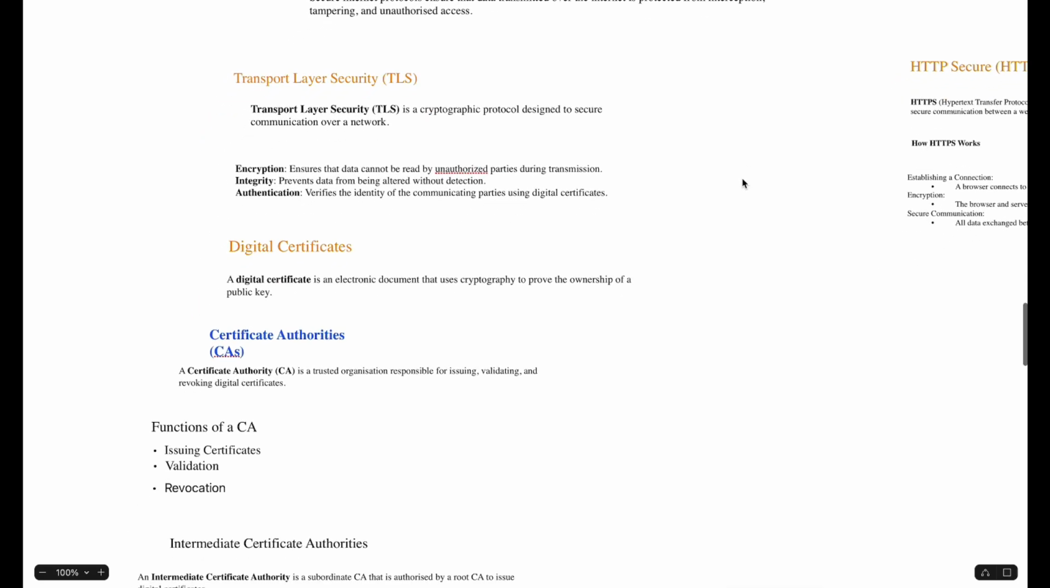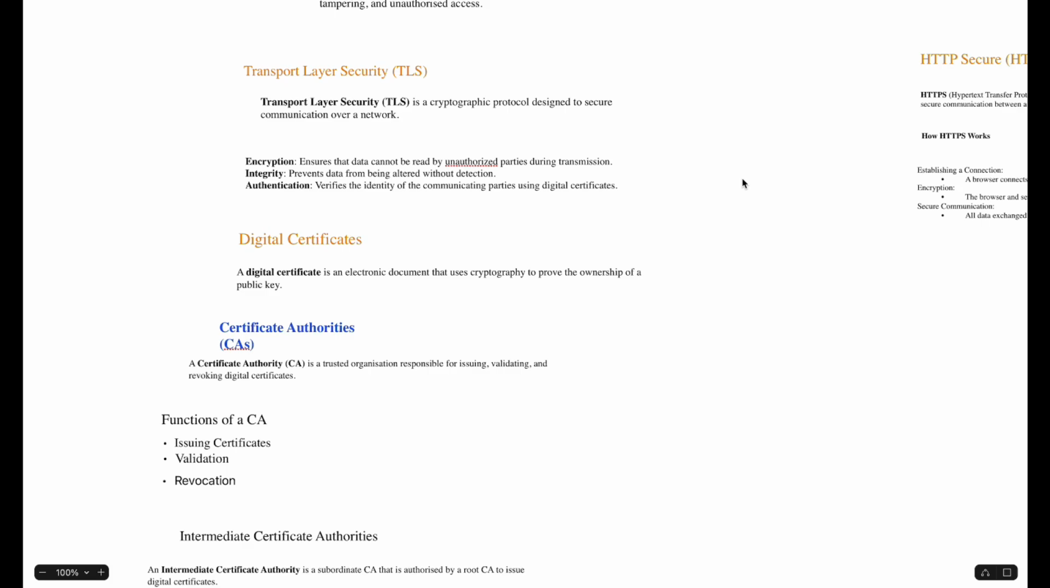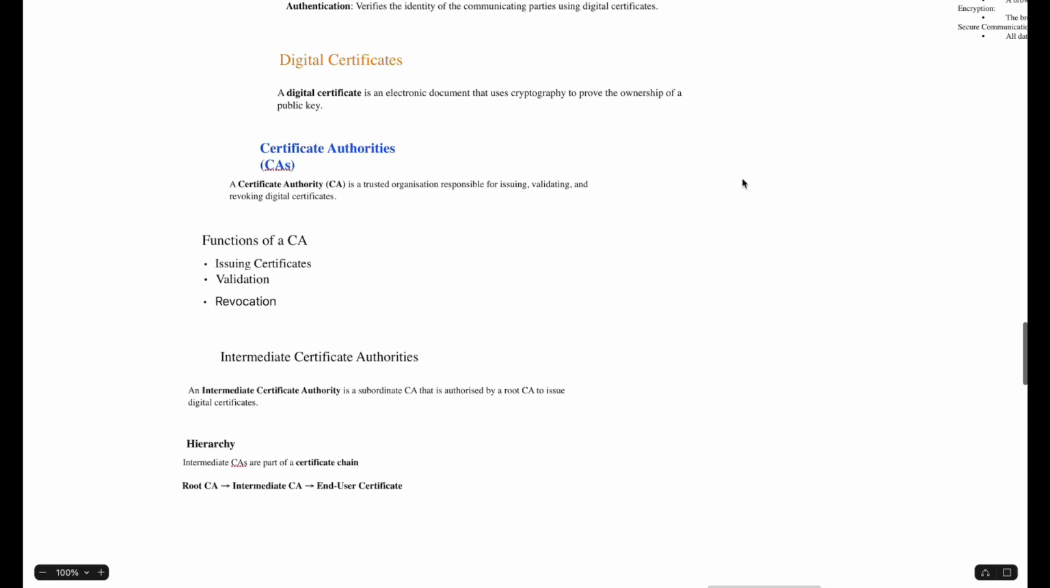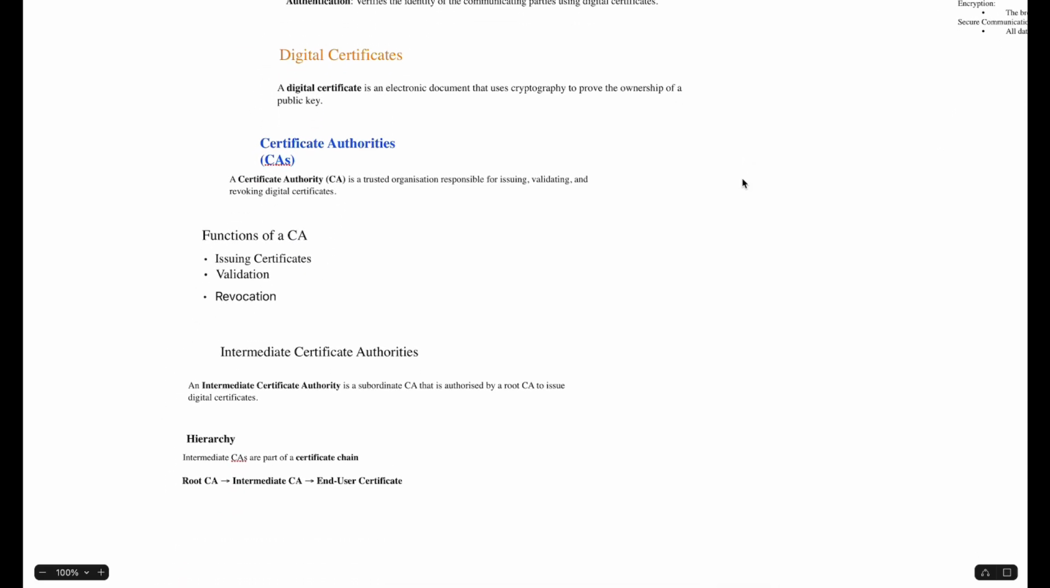And what we gotta get to know is digital certificates. So a digital certificate is an electronic document used in cryptography that proves the ownership of a public key. So some of them we gotta get to know is certificate authorities. So this is a trusted organization responsible for issuing, validating, and revoking digital certificates. And we're not going to look too deep into the functions and stuff like that because it's not really related to our AP CSP test, I would say, in my opinion.